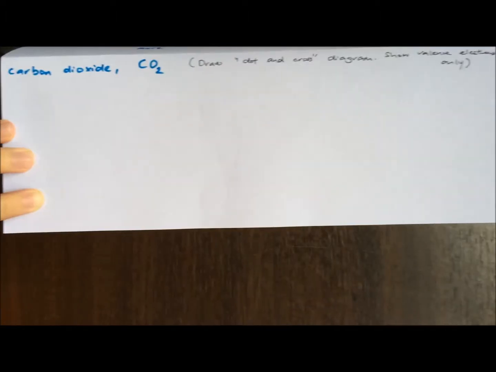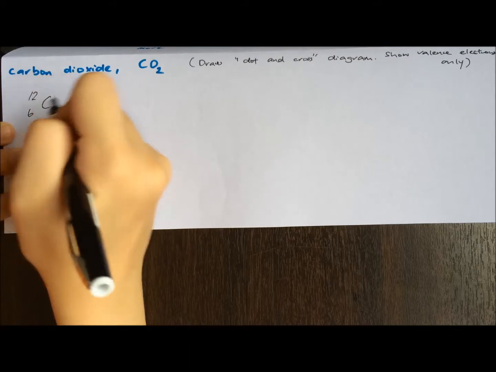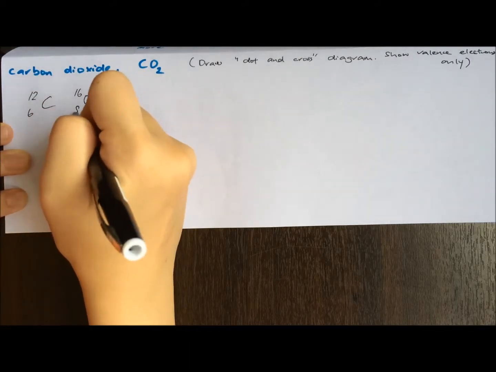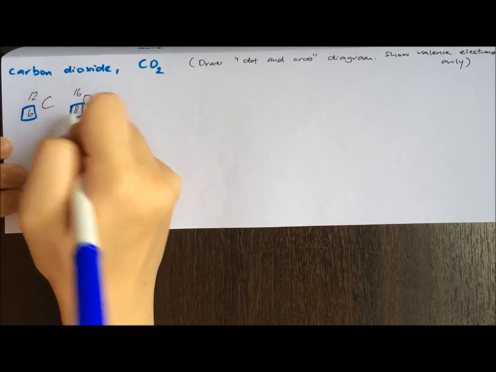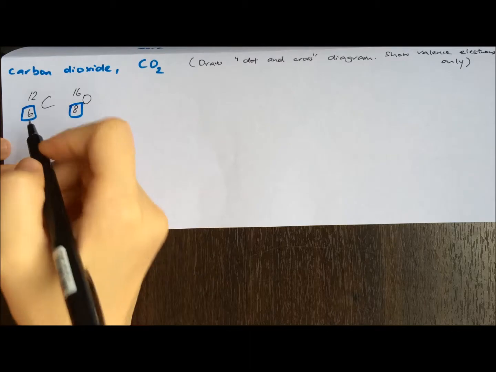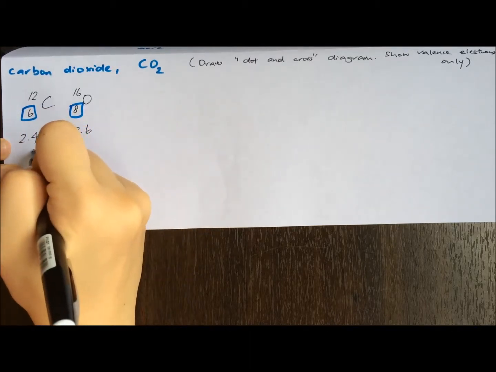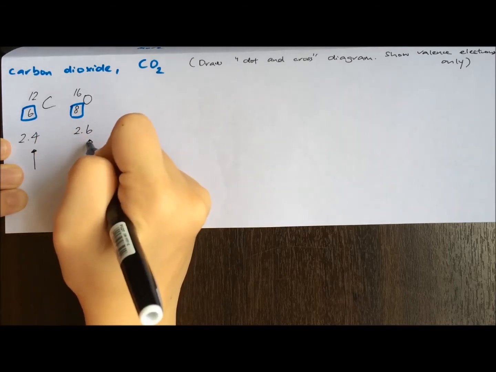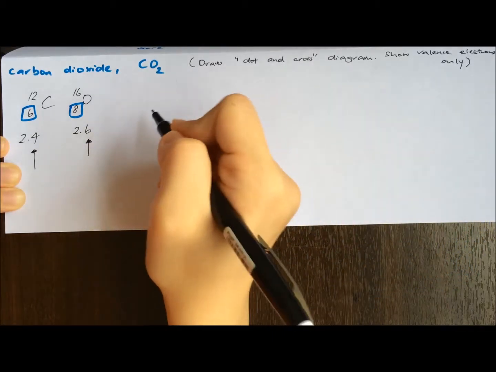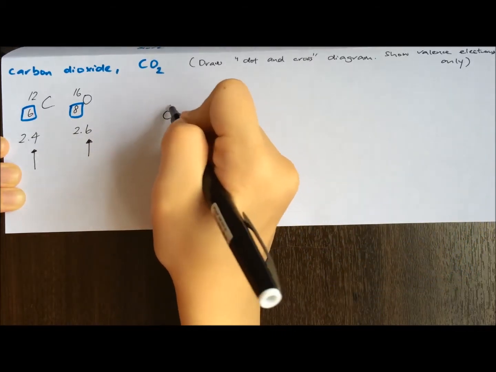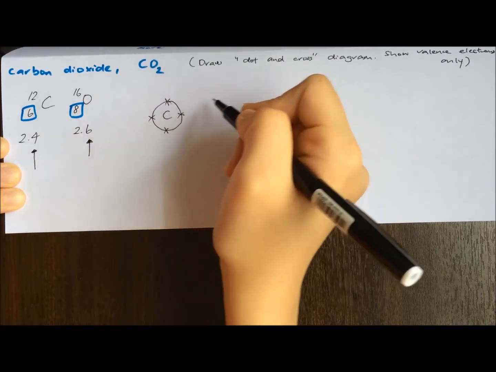Okay, good job. The last one here is slightly more complicated. This is carbon dioxide. Here we are back to showing the valence electrons only. So carbon has 6 electrons, oxygen has 8 electrons. Write down the configuration 2.4 and 2.6. We only need to draw 4 electrons for carbon and 6 electrons for oxygen. So let's draw carbon first. So the 4 electrons for carbon, I use crosses.